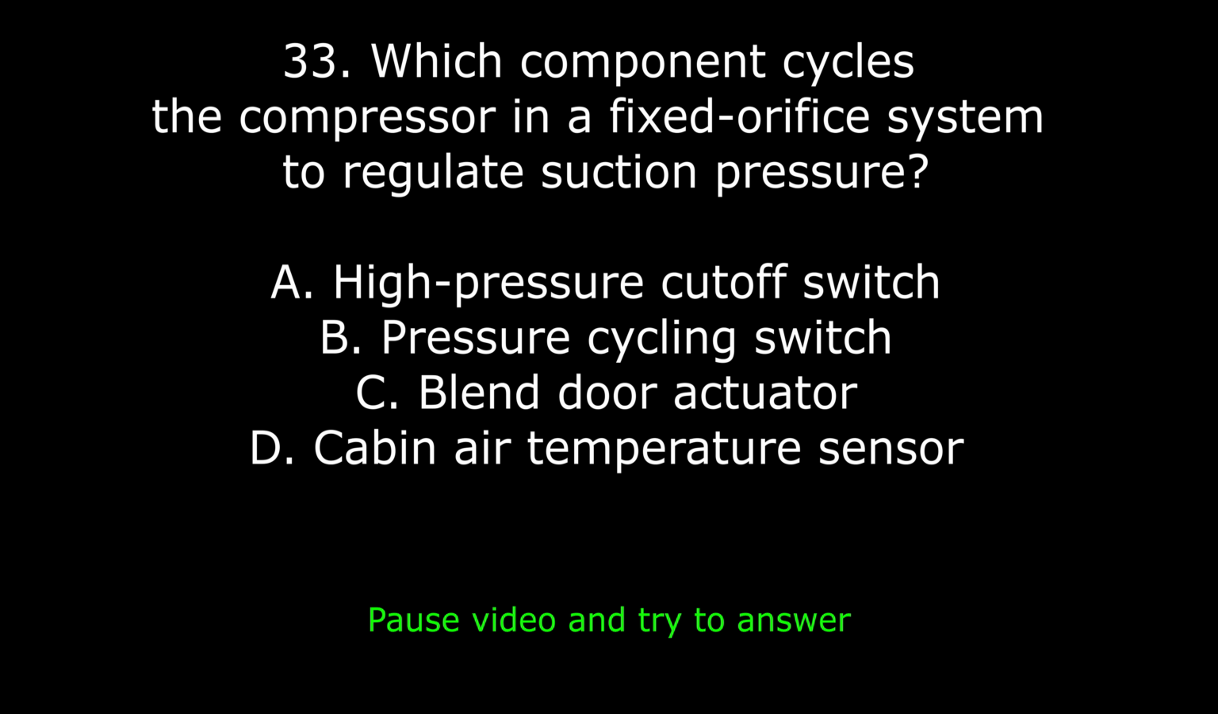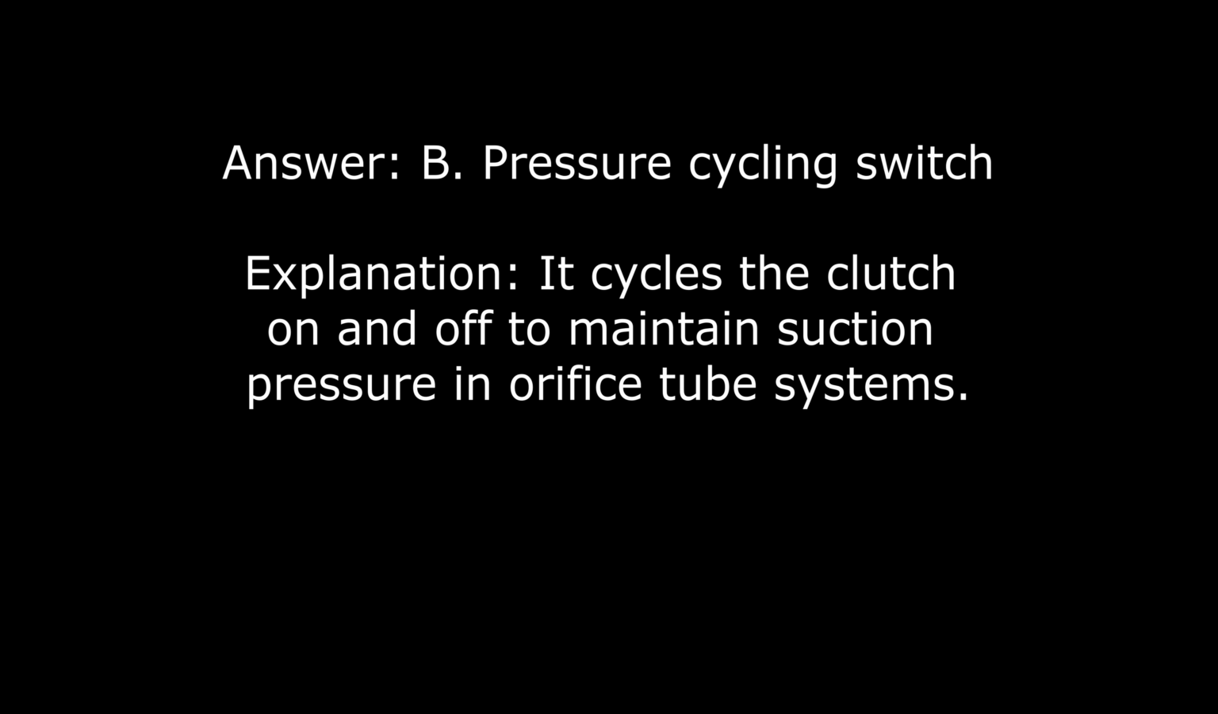33. Which component cycles the compressor in a fixed orifice system to regulate suction pressure? A. High-pressure cutoff switch. B. Pressure cycling switch. C. Blend door actuator. D. Cabin air temperature sensor. Answer B. Pressure cycling switch. Explanation. It cycles the clutch on and off to maintain suction pressure in orifice tube systems.